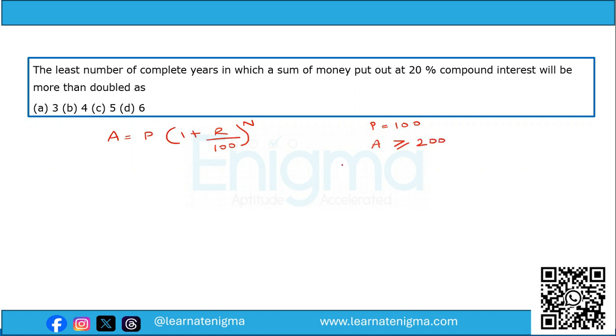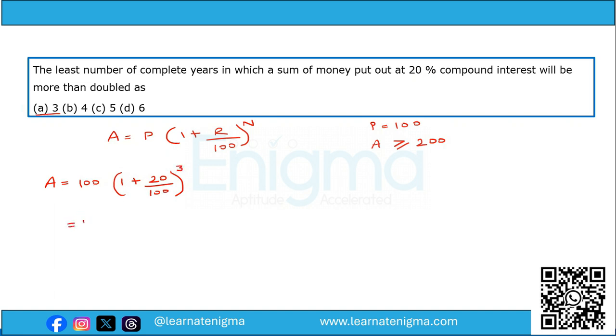Now we have the options 3, 4, 5, 6. Let's start with 3. So the amount we want to find out should be greater than or equal to 200. Now the principal is 100, 1 plus R is 20%, so 20 upon 100. And we have taken the first option as N, so that is 3.